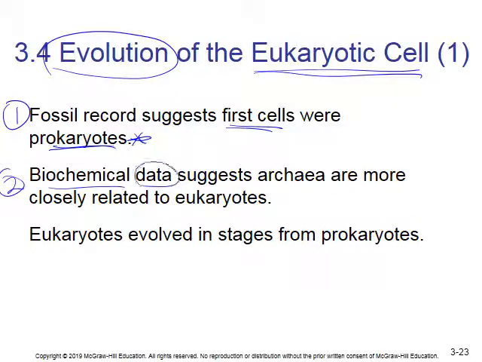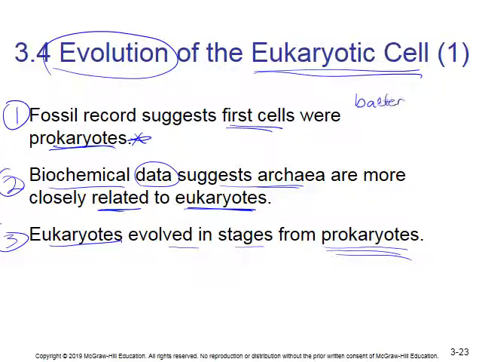Two, biochemical data suggests that Archaea are more closely related to eukaryotes. Three, eukaryotes evolved in stages from prokaryotes. So number two here, what they're saying is we have bacteria, and then we have Archaea, and then we have eukaryotes. Remember, bacteria and Archaea are both prokaryotes. But Archaea seems to be kind of in between, the intermediate.